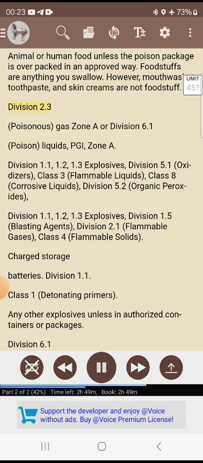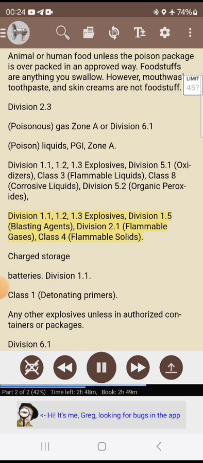Division 2.3 poisonous gas Zone A, or Division 6.1 poison liquids, PGI, Zone A. Do not load with Division 1.1, 1.2, 1.3 explosives, Division 5.1 oxidizers, Class 3 flammable liquids, Class 8 corrosive liquids, Division 5.2 organic peroxides. Division 1.1, 1.2, 1.3 explosives also cannot be loaded with Division 1.5 blasting agents, Division 2.1 flammable gases, or Class 4 flammable solids.